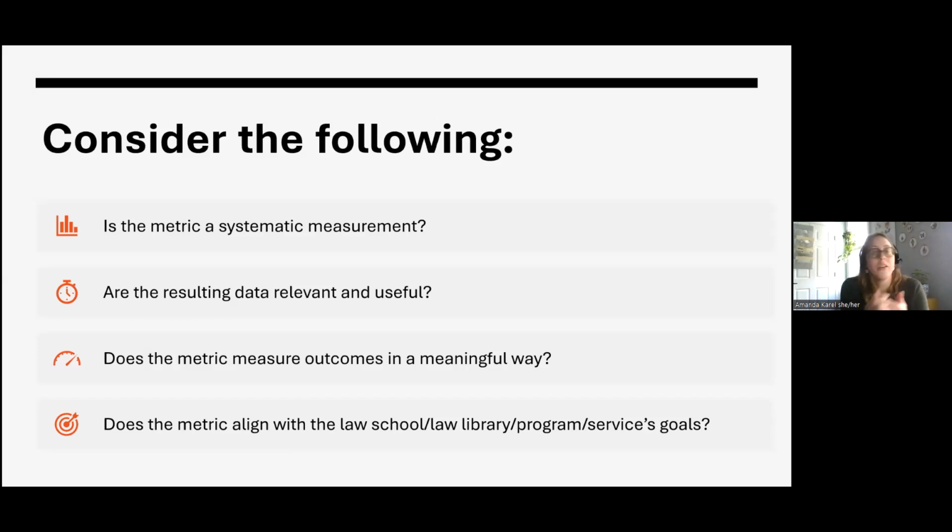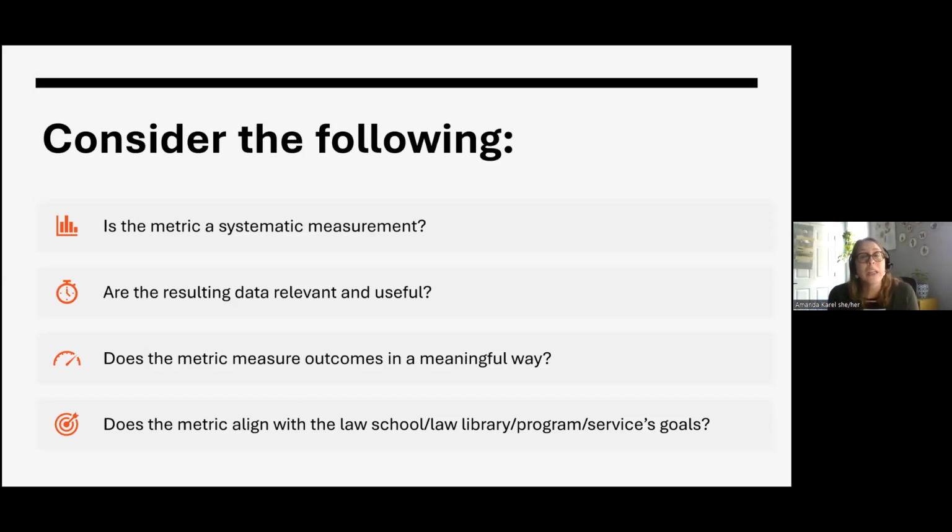Are the data that you are collecting through a metric systematically being collected and consistently applied? Does everybody understand how to classify that type of reference question when they enter it into the database? Does your gate counter truly work that it's catching every single library user, and are you subtracting out staff?